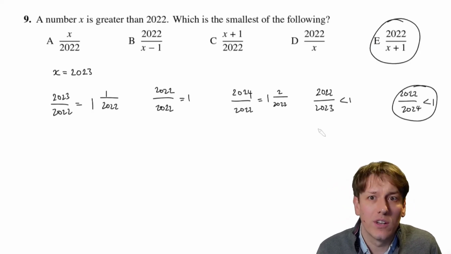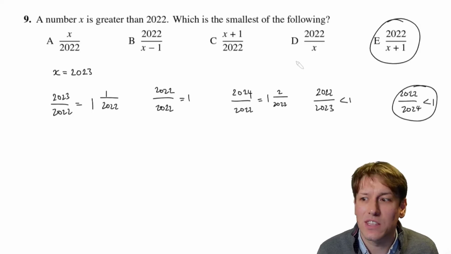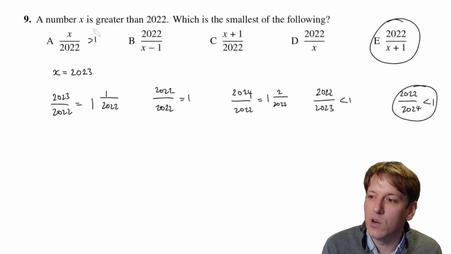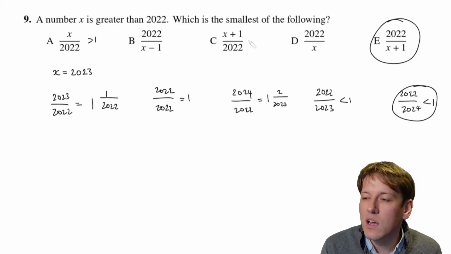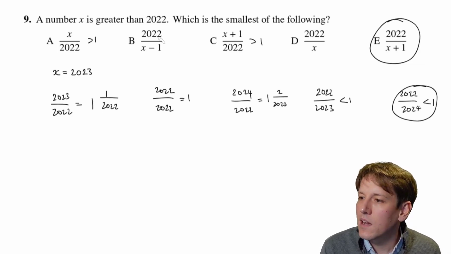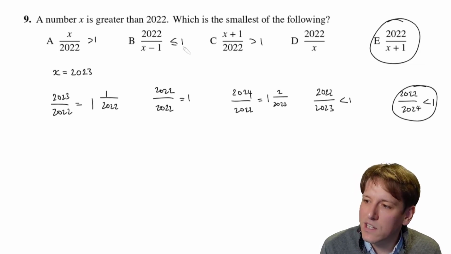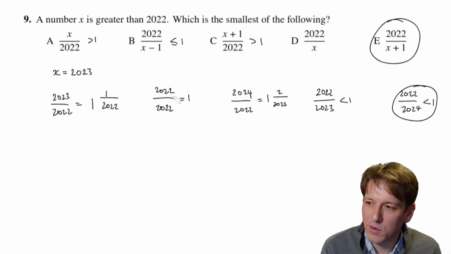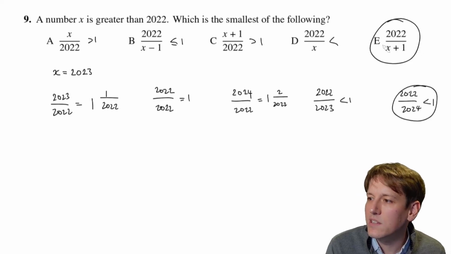Now, we could also think about how to answer this question a bit more properly, I suppose. This first number, A here, is always going to be bigger than 1 if X is bigger than 2022, and so is C, because the numerator is going to be bigger than the denominator. Now, B is going to be less than or equal to 1, depending on the value of X. Any larger value than the one we took will get something less than 1, and this is going to be less than 1. This one's going to be less than 1.